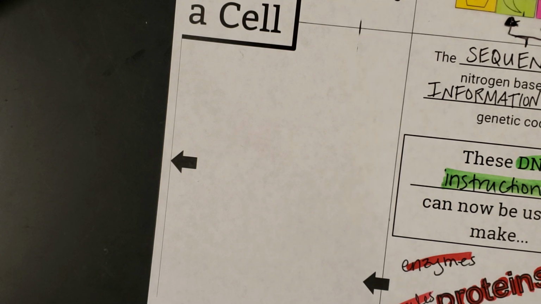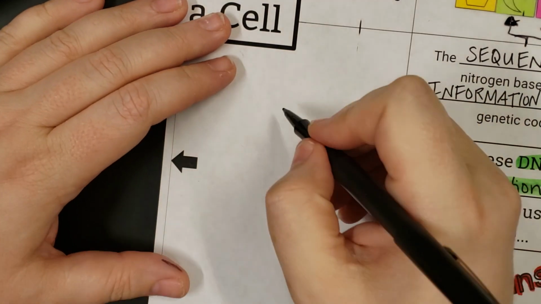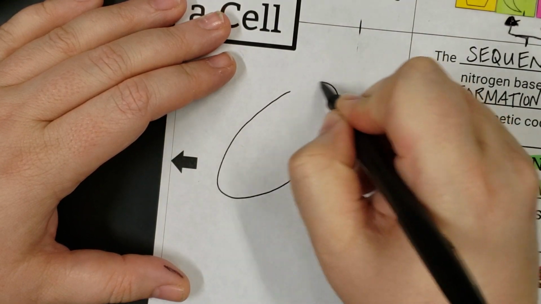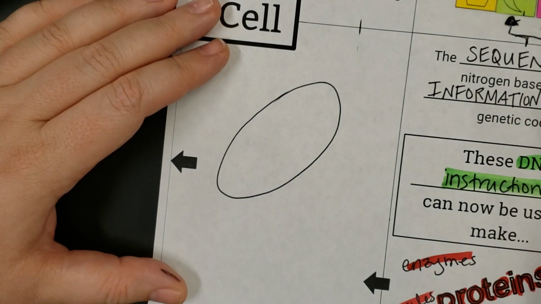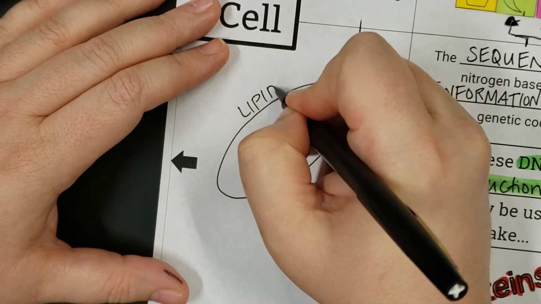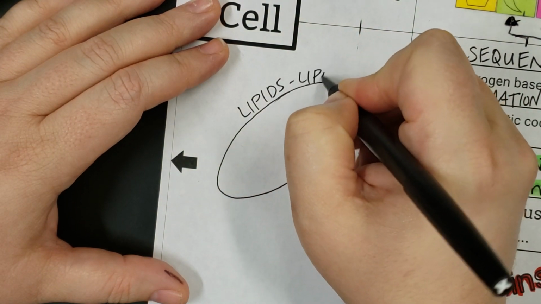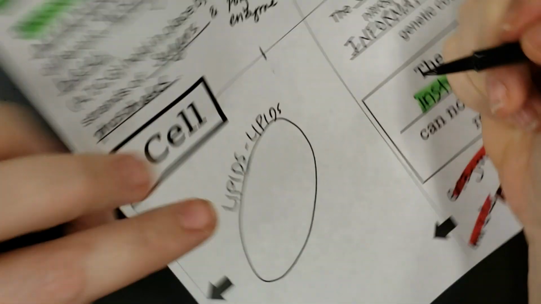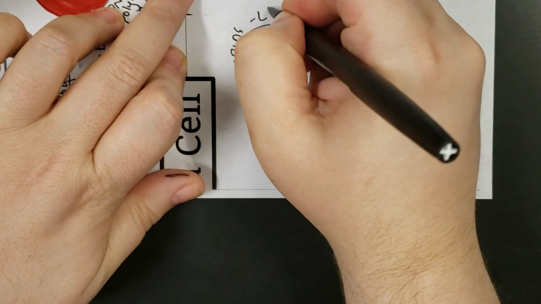All right, so we're gonna do our cell the same way that we did before. So we're gonna draw this, and we're gonna create our cell membrane, which is made out of lipids. So we're going to, again, write lipids over and over again. Yes. Oh, it's so tiring.